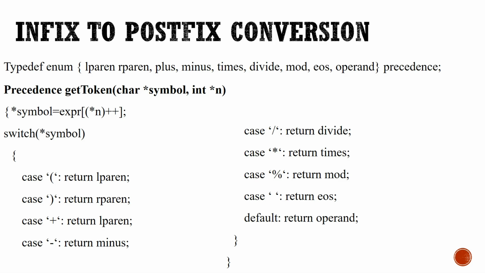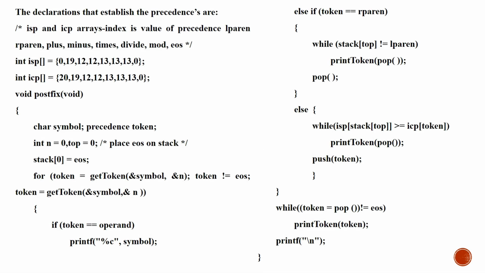That is, get token is used to get a single token. Token means your A is one token, plus is one token, B is one token, like that. To get the tokens, that is to get each component of the expression, we use the function get token. Fine. And next, here is our main function over here. So clearly listen how we will accomplish this one.